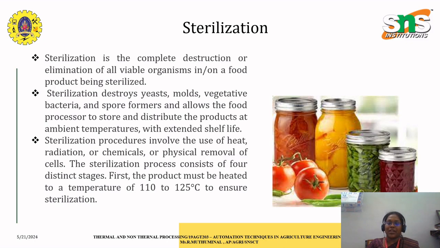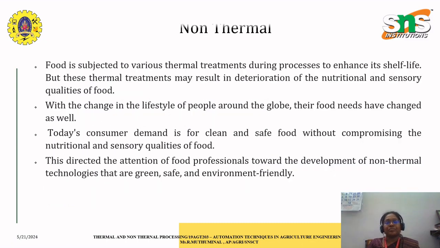In this procedure, we involve the usage of heat, radiation or chemicals, and also physical removal of cells. This involves four distinct stages. At first, the product must be heated to a temperature of 110 to 125 degrees Celsius to ensure sterilization. It is similar to sterilizing water bottles, where we heat the water to a higher temperature and put the bottles inside the heated water to remove the cells and their physical growth. This comes under sterilization.